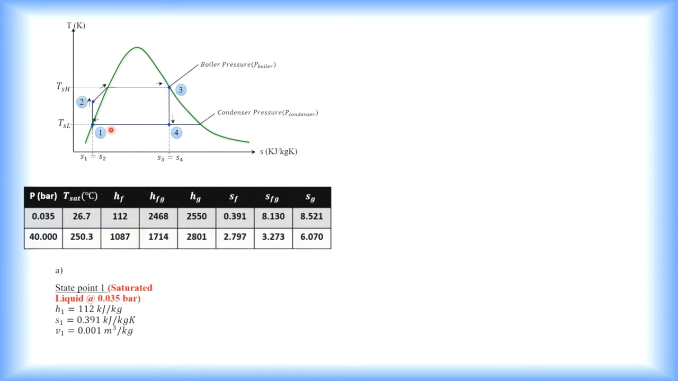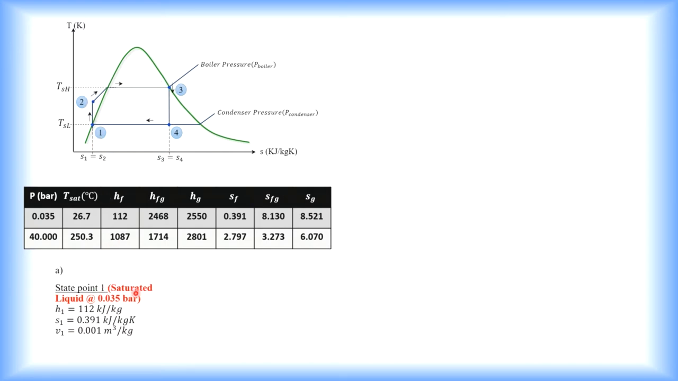Then we start from state point one. We can start from state point three or state point one. Why? Because we can get the readings directly from the property table. At this point here, that is at 0.035 bar, it is saturated liquid. So we refer to the pressure of 0.035, and what we need is the enthalpy and the entropy. That is why we write down 112 kilojoules per kg for state point one.